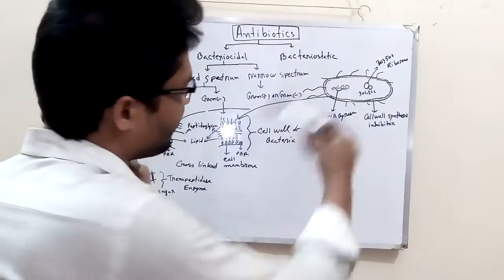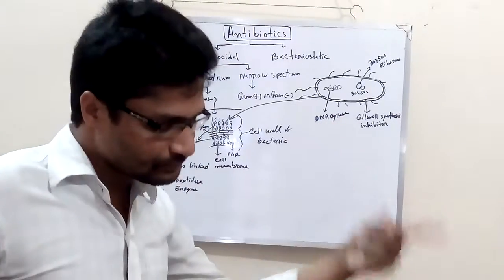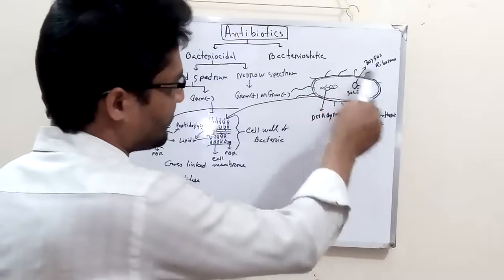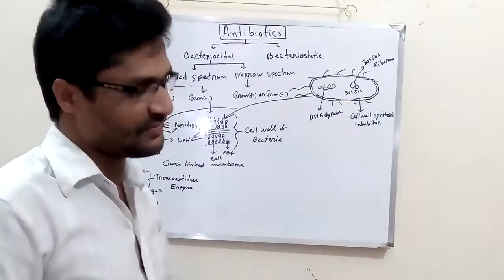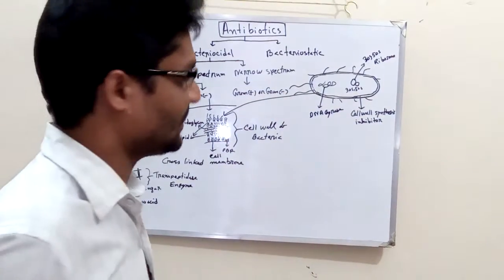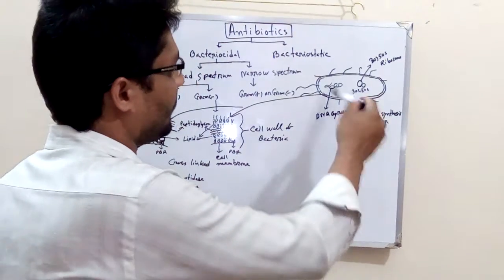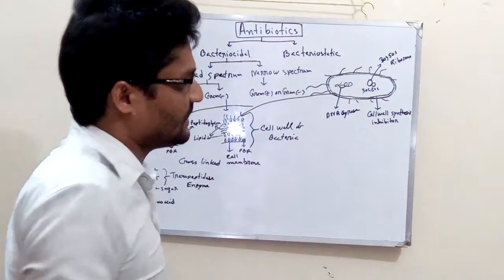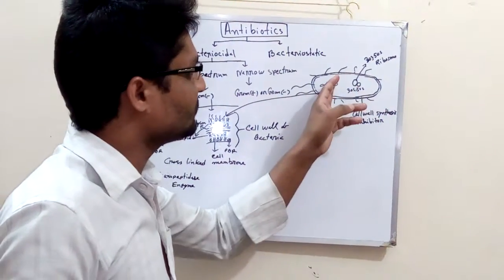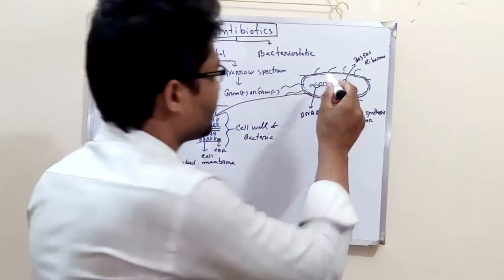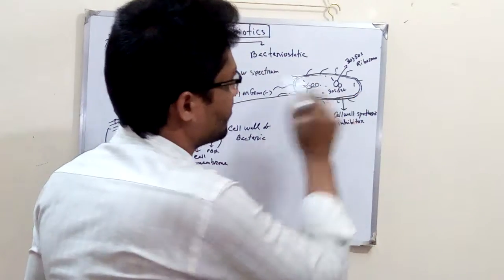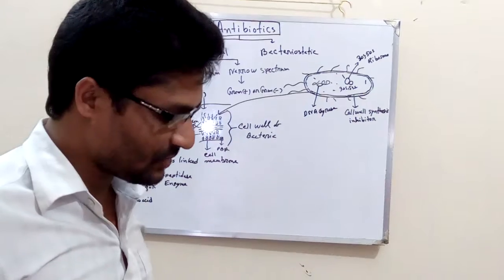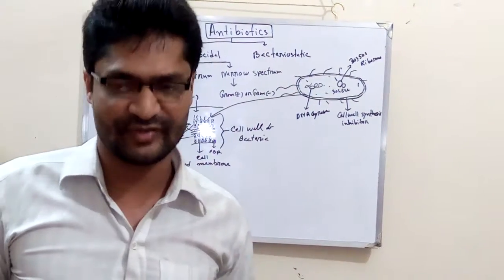Now I want to show a picture of the bacteria. This is the flagella. This is attached to the bacteria cell. And this is the cell of the bacteria, and this is the ribosome, cytoplasm, and DNA. Basically, antibiotics are classified by their mode of action.